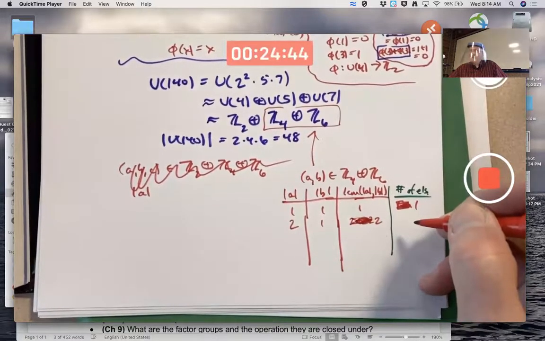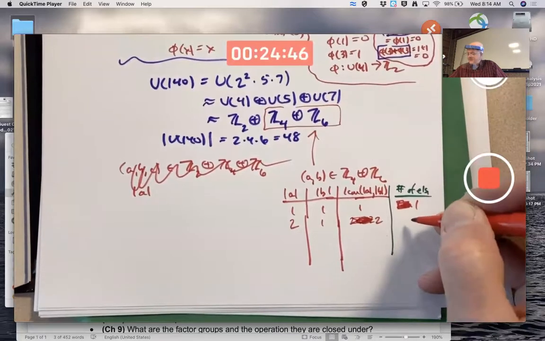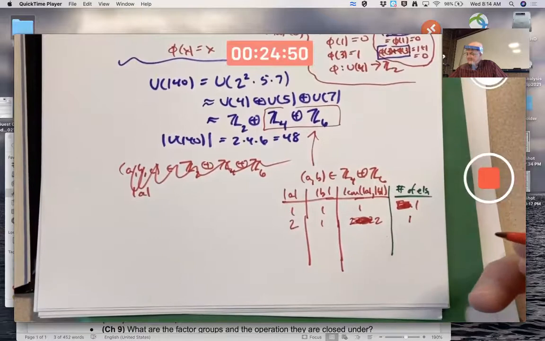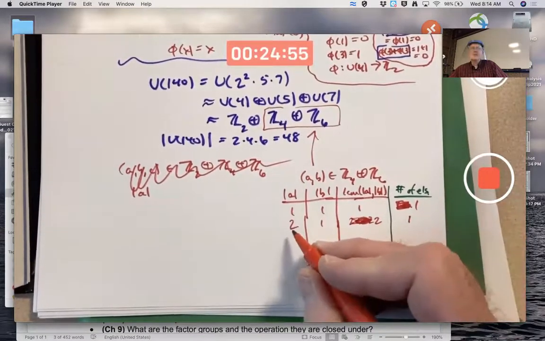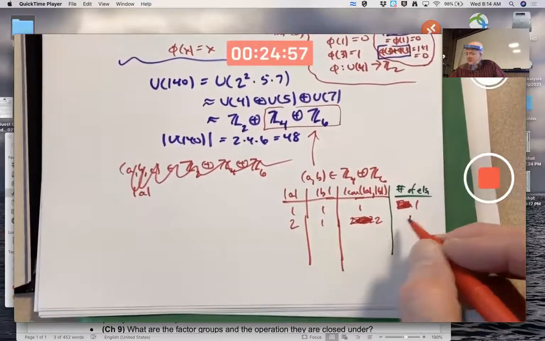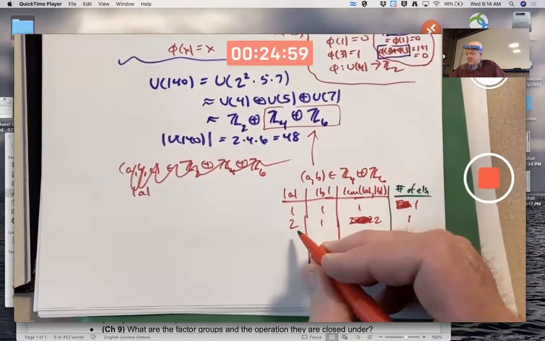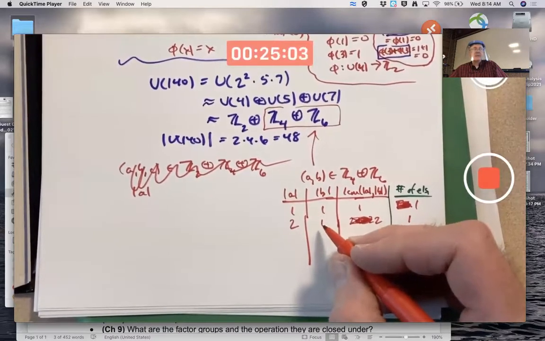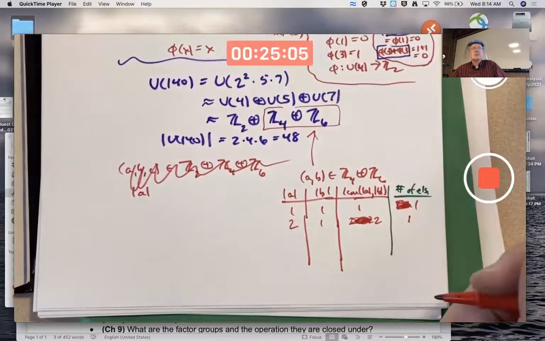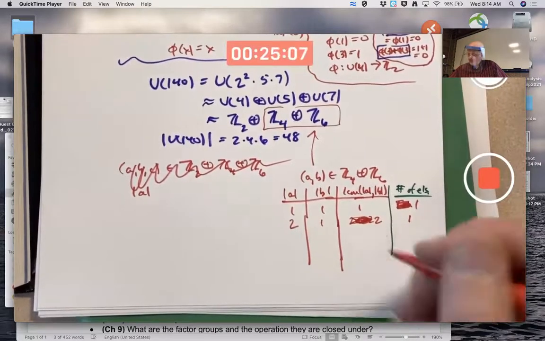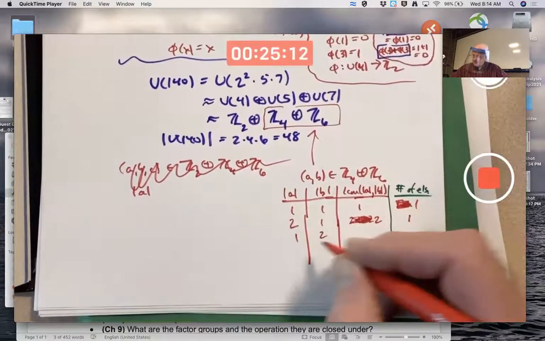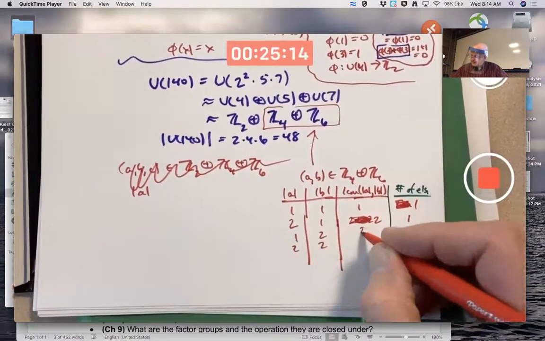But there would be a unique element of order 2. I should say, not a unique element of order 2 overall, but a unique element of order 2 where A has order 2 and B has order 1. The element would be the element (2, 0). In fact, there are two other ways to get an LCM of 2.